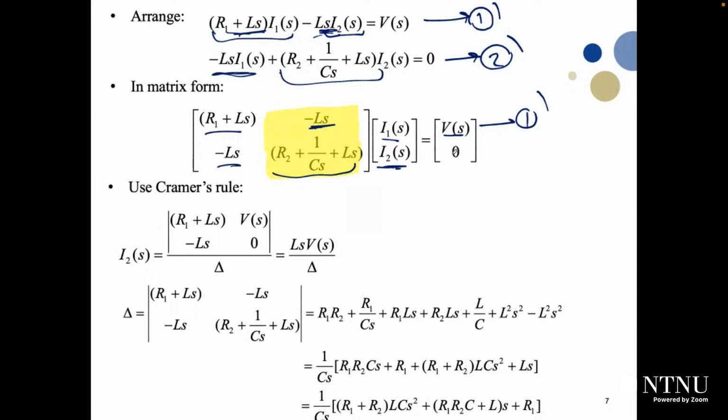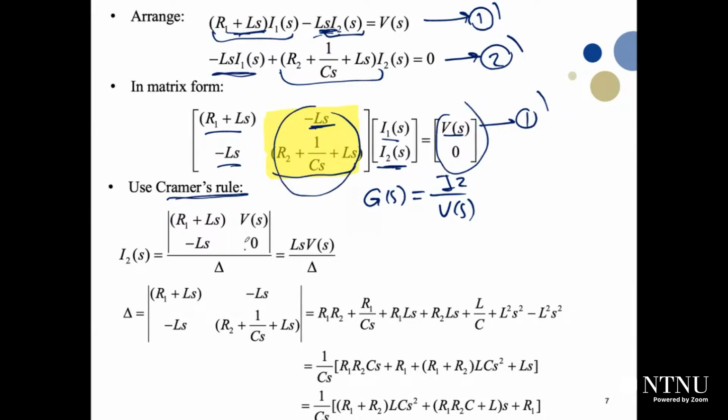Now we want to write the transfer function G of S equal I2 divided by V of S. So now we need to get I2 on one side and the V of S on the other side. How can we do this? We will use something called Cramer's rule, to solve it to get I2 of S. So it will be the determinant of this matrix, but we need to replace this column with the right-hand side. So we will just replace this column with V of S and 0. We replaced it. And we will divide it by delta.